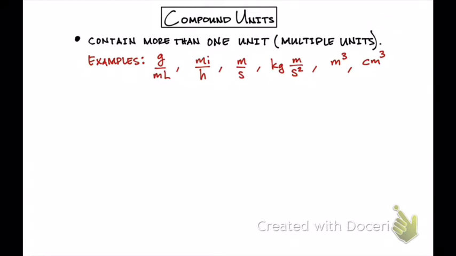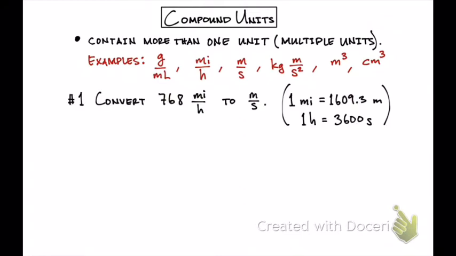So let's look at an example here on how to convert between compound units. So let's say we have 768 miles per hour and we want to convert this to meters per second, which is also a compound unit. And we have this numerical relationship here between miles and meters and also between hour and seconds. So 1 mile is equivalent to 1,609.3 meters and 1 hour is equivalent to 3,600 seconds. So whenever you're converting between compound units, you want to convert one unit at a time.